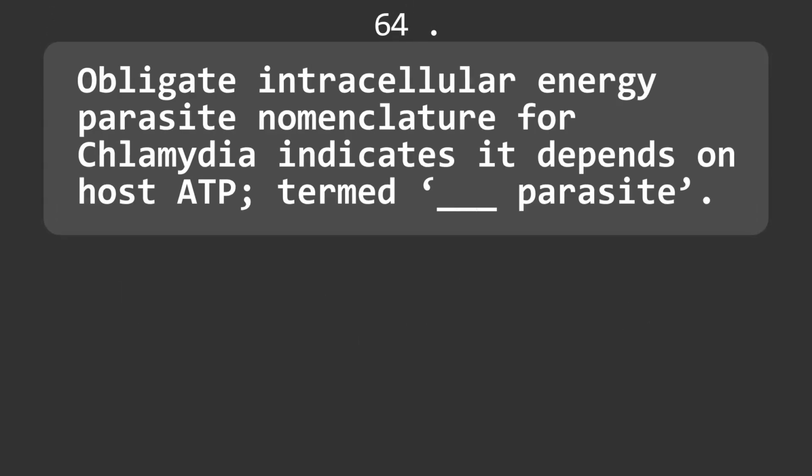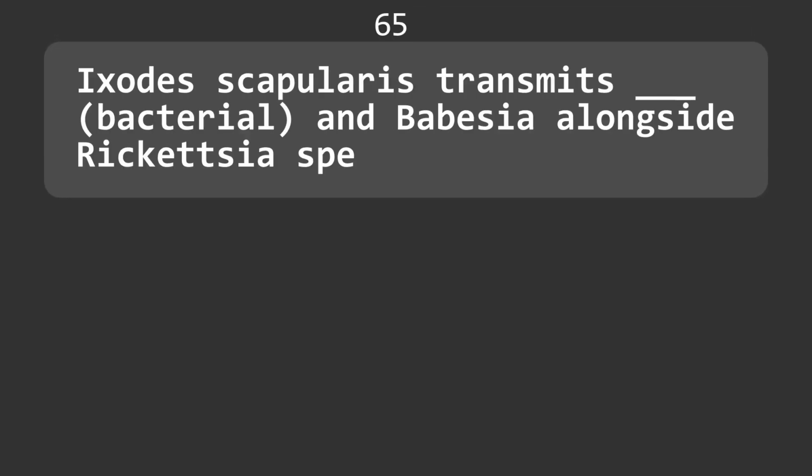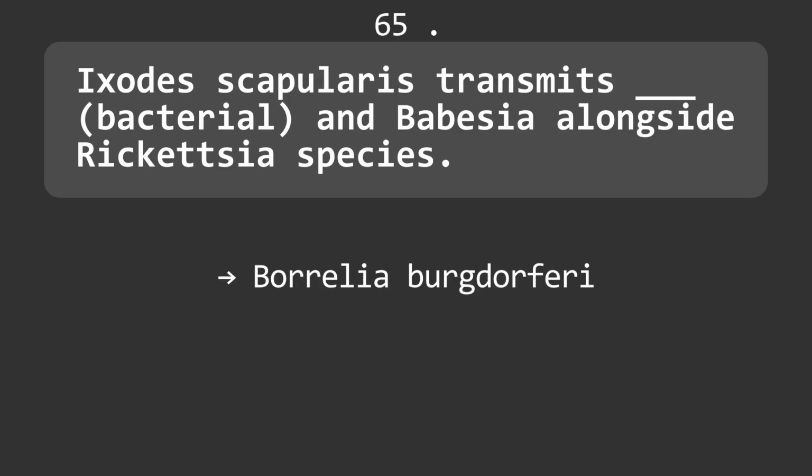Obligate intracellular energy parasite nomenclature for chlamydia indicates it depends on host ATP, termed energy parasite. Ixodes scapularis transmits Tres paste and Babesia alongside Rickettsia species, Borrelia burgdorferi.